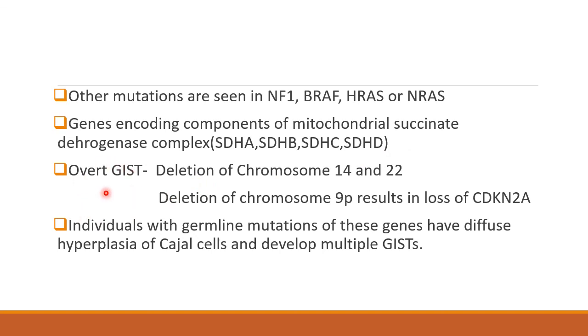Then overt GIST are associated with the deletion of chromosome 14 and 22 and deletion of chromosome 9, that results in the loss of CDKN2A, that is cyclin dependent kinase inhibitor. And those individuals that have the germline mutations of these genes have diffuse hyperplasia of these Cajal cells, and that develop the multiple GIST.